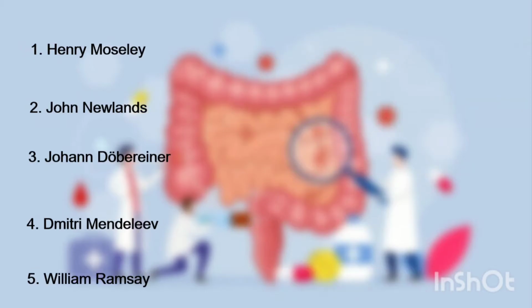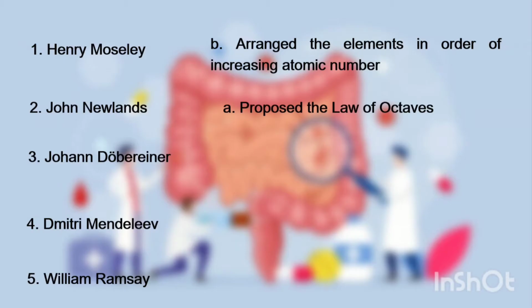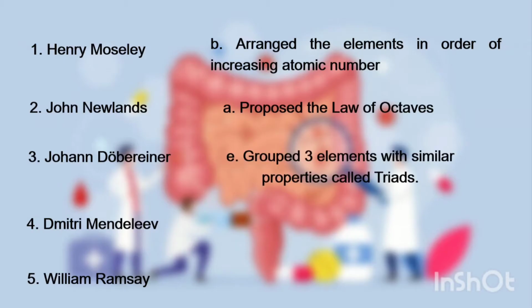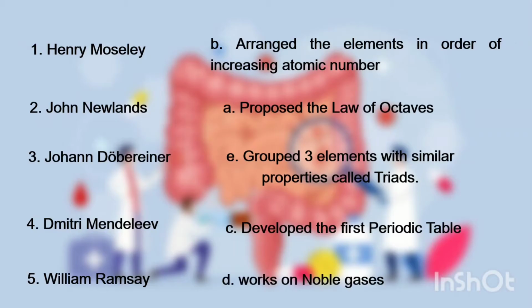Alright, let's check. For number 1, you have letter B. Number 2, you have letter A. Number 3, letter E. Number 4, letter C. And number 5, letter D. If you got a perfect score, then congratulations!